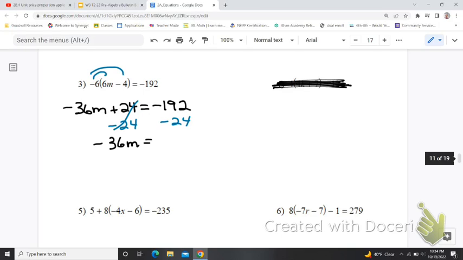Now I said subtract, but we actually need to combine those. They're both negative, so they're going to add together to make a larger negative. Then we'll divide both sides by negative 36. Negative 36 divided by negative 36 is positive 1. So this is just 1m now, so I just write m.